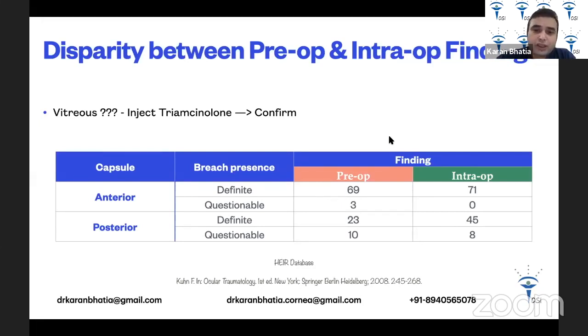This is from the HAIR database again. If there's an anterior capsular breach, most of the time you find that intraoperatively also. But for a posterior capsular breach, they could definitely say there was a posterior capsular breach 23 times, but intraoperatively it was 45 times, according to their study. So about 2 times more; sometimes you don't even know whether the posterior capsule is intact or whether it is damaged.